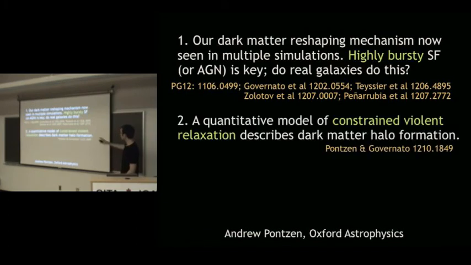You then have put together a kind of quantitative model of constraints on violent relaxation, which gets you a huge factor closer to describing the phase space of simulated dark matter halos. But on the other hand, it has some limitations. It needs extra arguments to explain why there's a cusp in the center of the halo.